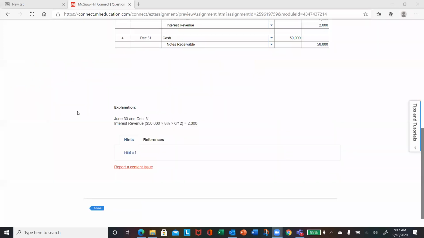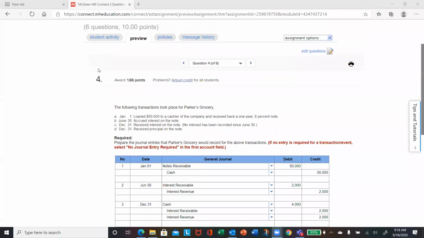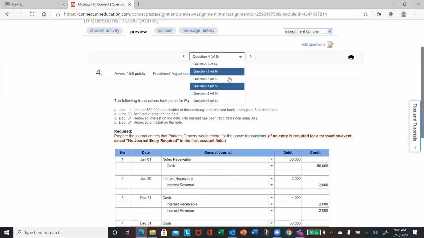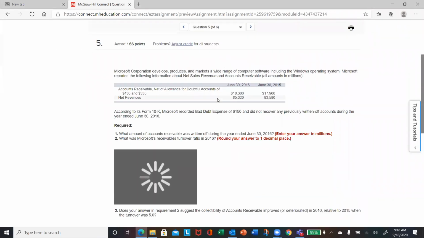And then I believe down below, they're just showing you the same calculation on how to calculate that interest. All right, that's problem 4. Let's check out problem number 5.